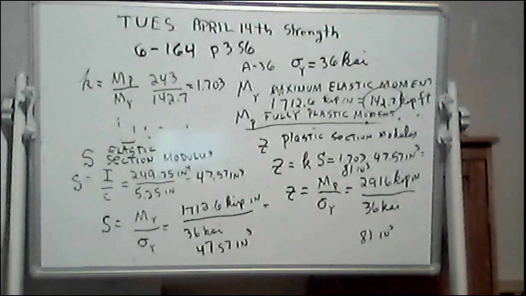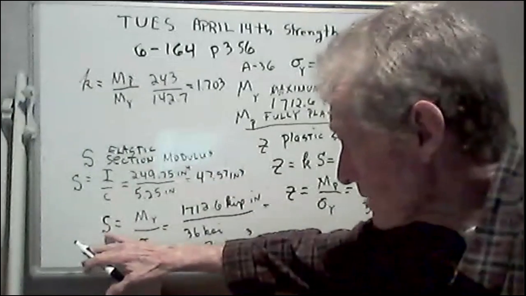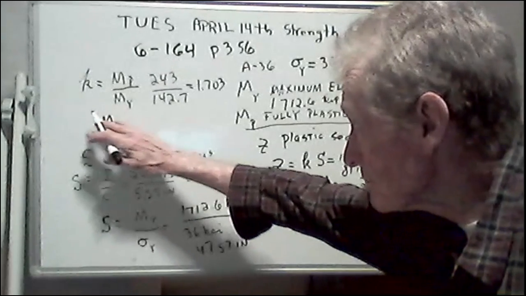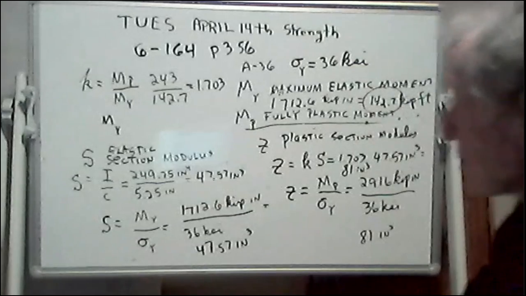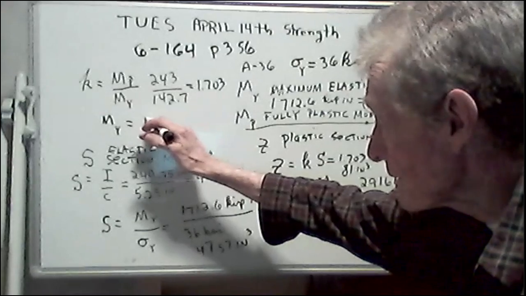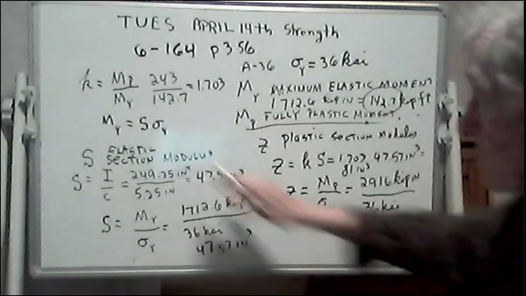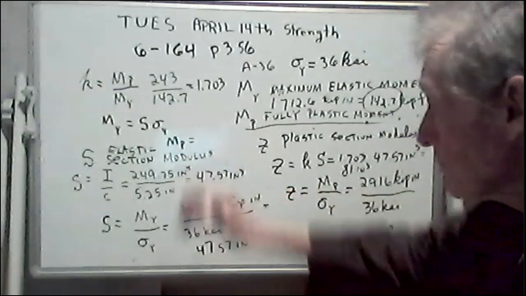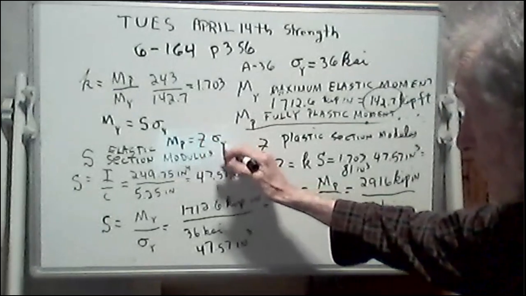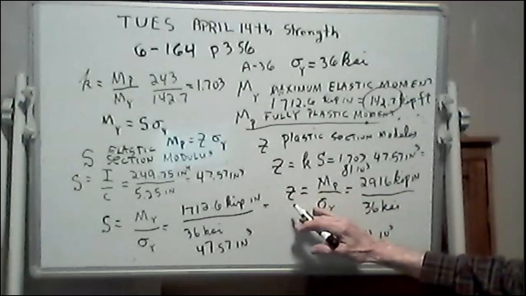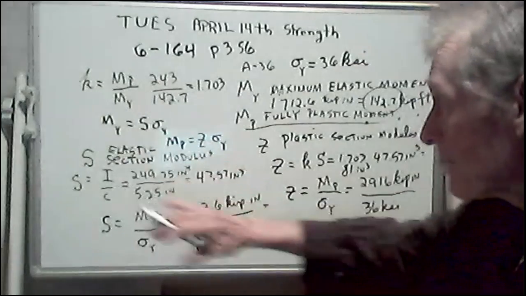Well, here's what they're good for. I got a little room right in here, I can write right in here. See, if you know what the elastic section modulus is, you can get the maximum elastic bending moment by taking your elastic section modulus and multiplying by your yield strength. And similarly here, you can get your fully plastic moment by taking your plastic section modulus and multiplying by your yield strength. All I did was just a little tiny bit of algebra to this equation, and to this equation here.